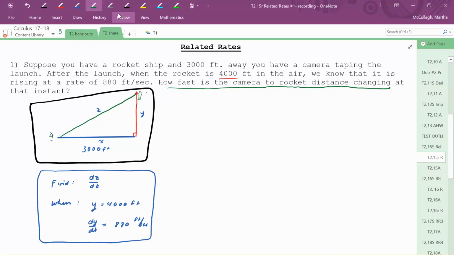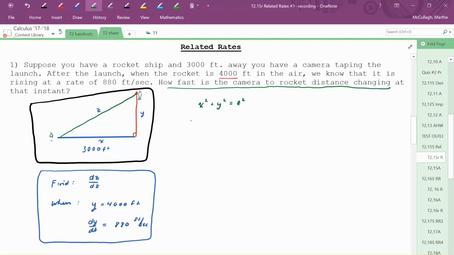So looking at this representation in the picture, I see there's a triangle, I see that it's a right triangle, and I remember back to geometry that we have the Pythagorean theorem that says x squared plus y squared equals z squared. So that's always true of this triangle. If I take the derivative so that I can get to a dz dt, I want to know how z is changing over time. I get that by taking the derivative with respect to time.